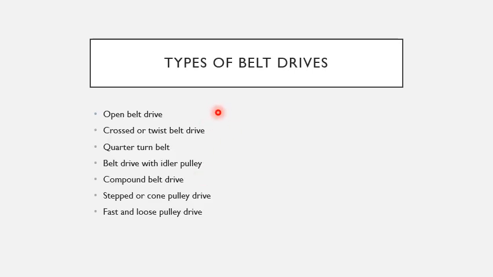So there are different types of belt drives: open belt drive, crossed or twist belt drive, quarter turn belt drive, belt drive with idler pulley, compound belt drive, stepped or cone pulley drive, fast and loose pulley drive. These are based on the orientation, or you can say the arrangement of the belt on the pulleys.